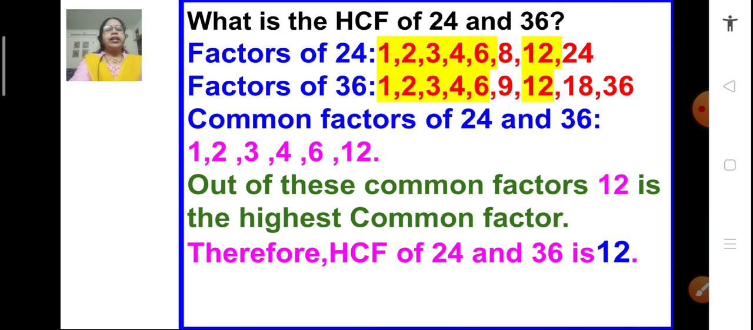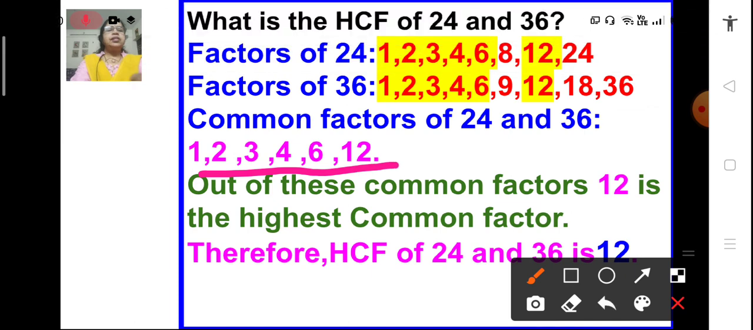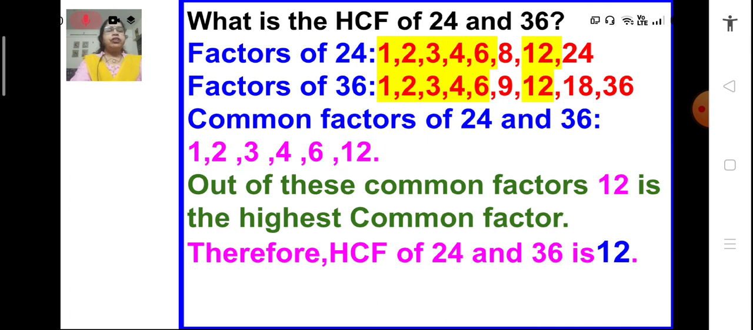For this, we can write the factors of 24, isn't it? What are the factors of 24? 1, 2, 3, 4, 6, 8, 12 and 24. And what are the factors of 36? They are 1, 2, 3, 4, 6, 9, 12, 18 and 36. And among them, what are the common factors? The common factors are 1, 2, 3, 4, 6 and 12. And out of these common factors, which is the highest? This is 12, 12 is the greatest one. So, the highest common factor of 24 and 36 is 12.